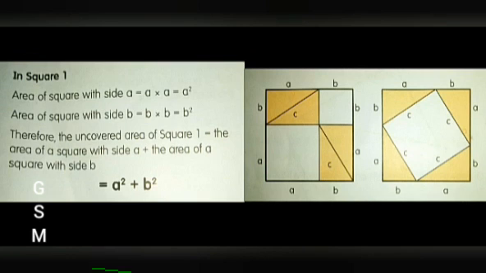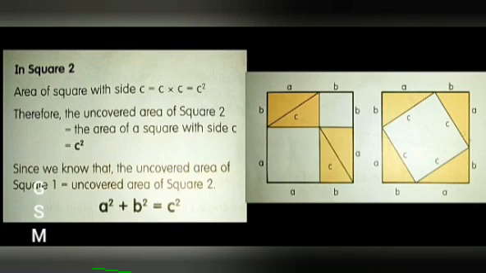In square 1, the area of a square with side A is equal to A into A, equal to A squared, and the area of a square with side B is equal to B into B, equal to B squared. Therefore, the uncovered area of square 1 is equal to the area of a square with side A plus the area of a square with side B, which is equal to A squared plus B squared.